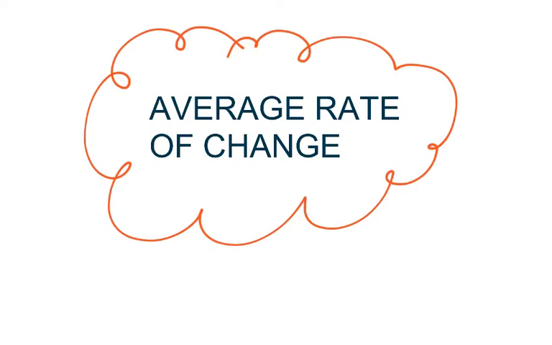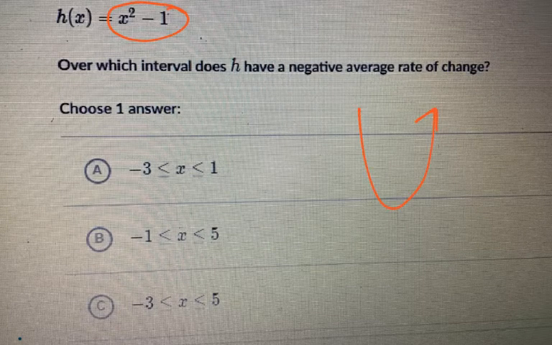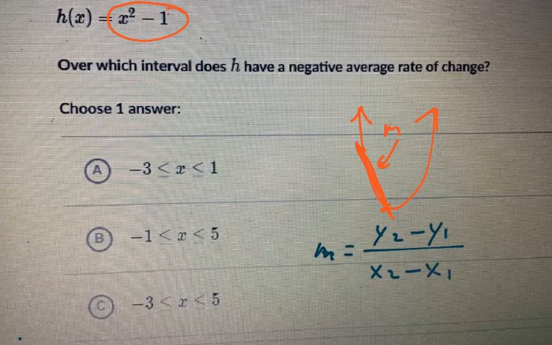Well, average rate of change is basically, let's say I had a quadratic, as I do right here, and from one point to another point, if I connect with a straight line, I can figure out the slope of that line, right? That's your rate of change, your average rate of change over that interval. So if you remember, slope is always m equals the change in y, y2 minus y1, over change of x, x2 minus x1. And that's all we're going to do here.